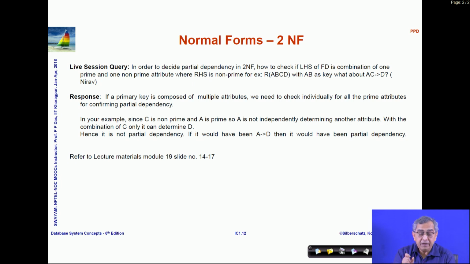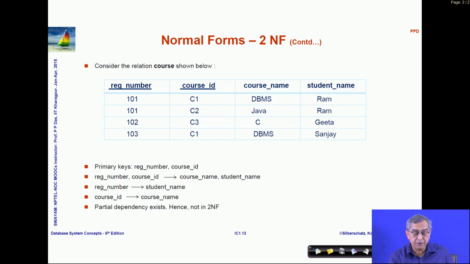Just think of, instead of considering A C determining D, if you are considering the partiality of A determining D, then it would have been a partial dependency, because A is a prime attribute and it can uniquely determine the attribute D. So, it becomes a partial dependency. You can refer to the slide and module again. I know partial dependence is a little involved concept, but go over the examples again, I am sure you will start doing better. So, here we have given some more examples.